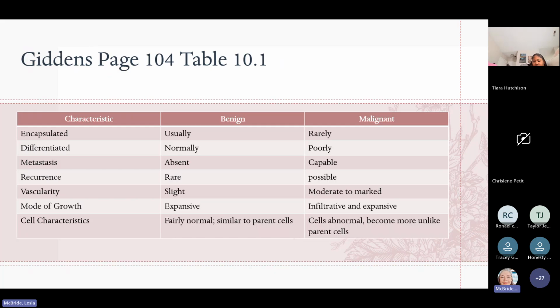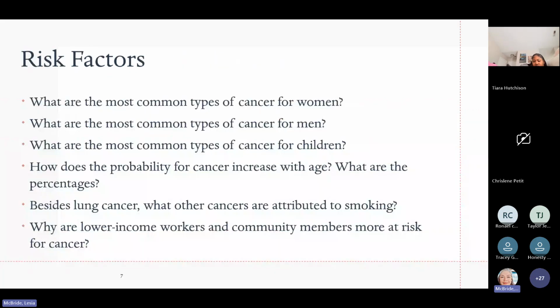Okay, let's go on. Let's see if we can get through this. So what are the risk factors for cancer?